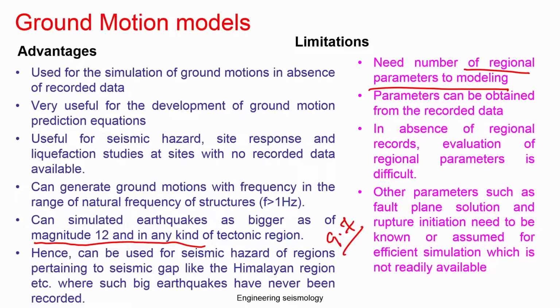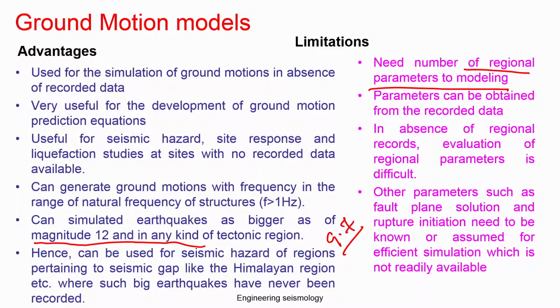Okay, so the attenuation characteristics and all those things can be obtained even from minor earthquake data. So, the evaluation of regional parameters, in the absence of recorded data, evaluating these representative regional parameters is difficult. Other parameters such as the fault plane solution and rupture initiation need to be known, or are assumed for an efficient simulation, which is not really available.